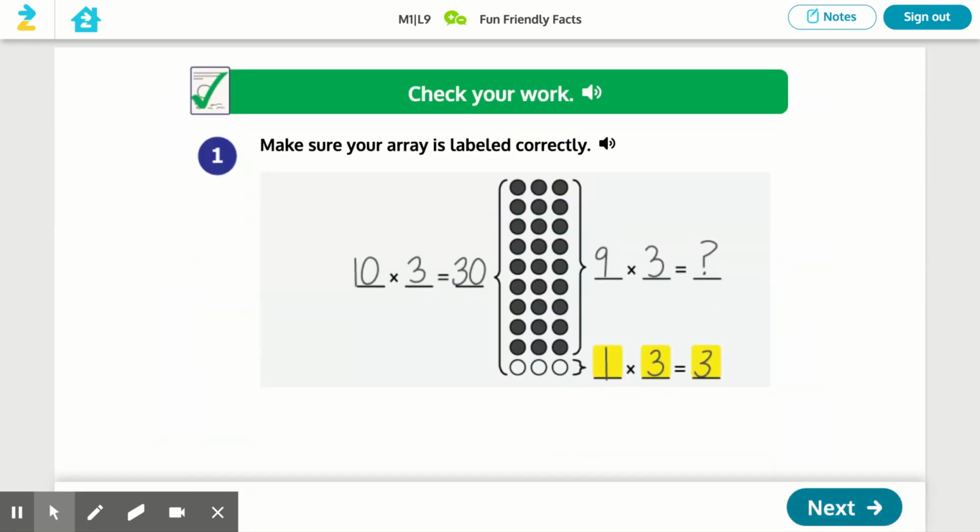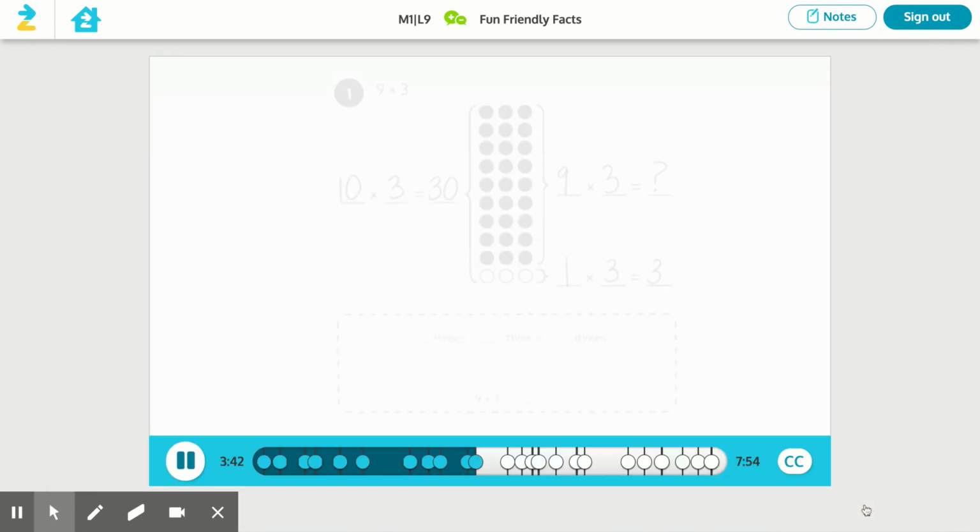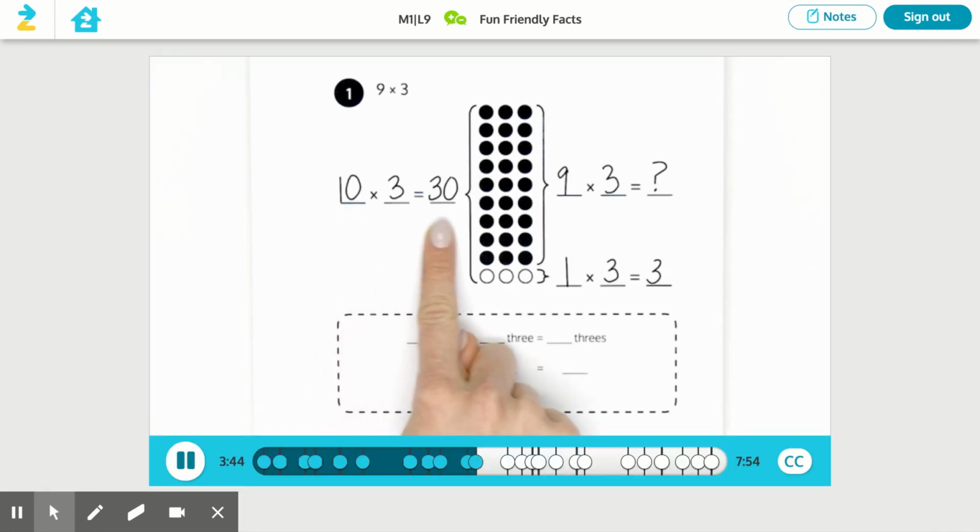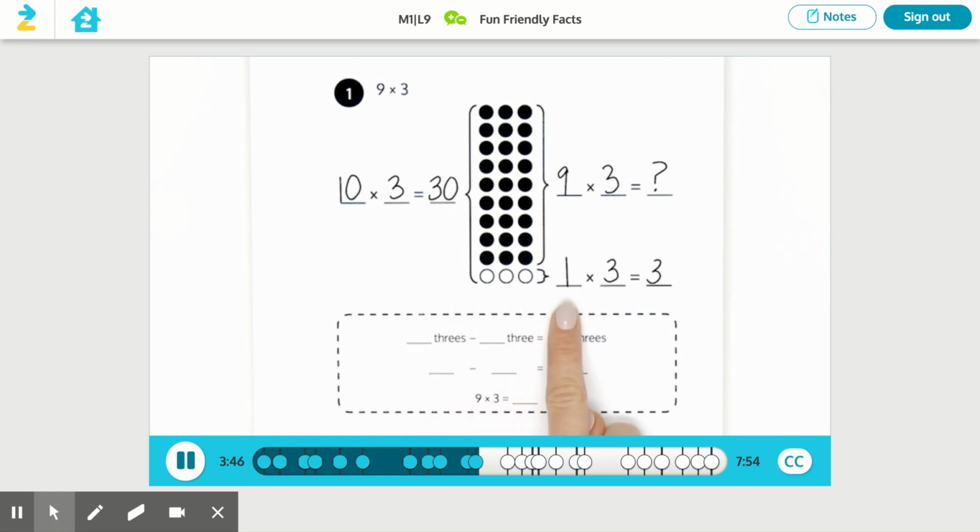All right, teachers, pause the video if you need to. Students, make sure that you have all of this information in your math journal. 10 times 3 equals 30, and 1 times 3 equals 3. Now, we just need to subtract to find the value of 9 times 3.